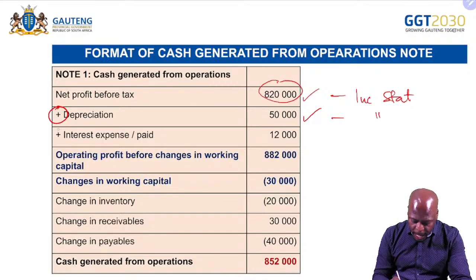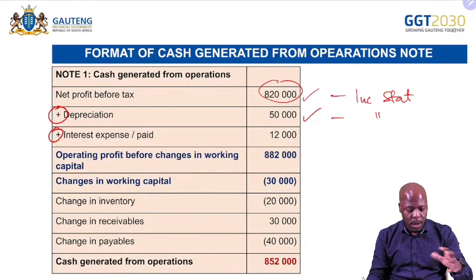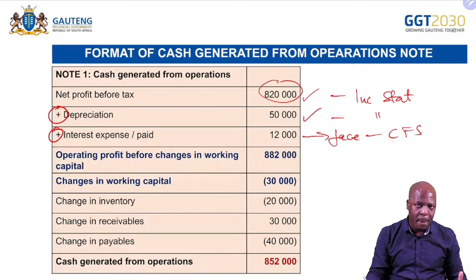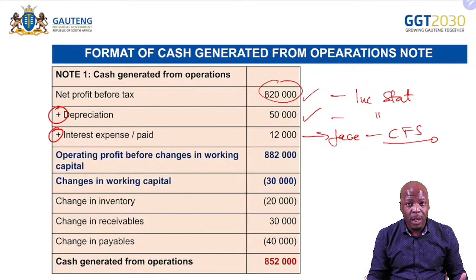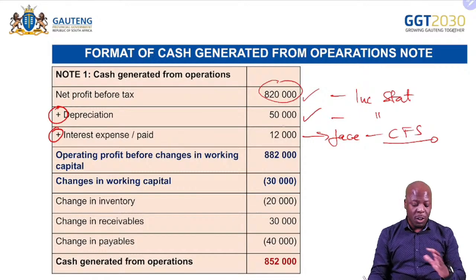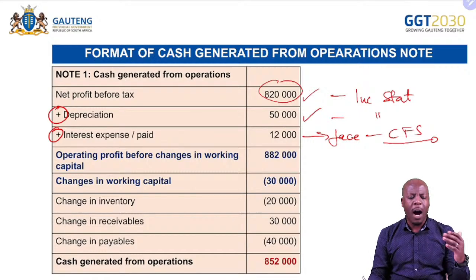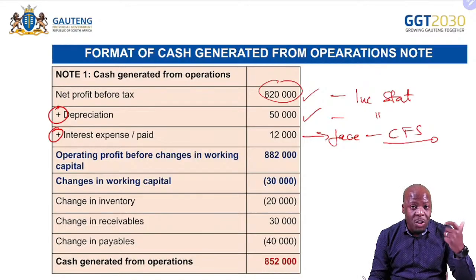If I say my 820 plus my 50 plus my 12,000, I'm adding these three figures. It should then give me 882,000, which is what I call operating profit before changes in working capital. Terminology is very important. You need to know the format of this. With your eyes closed, you need to picture it, you need to see it.